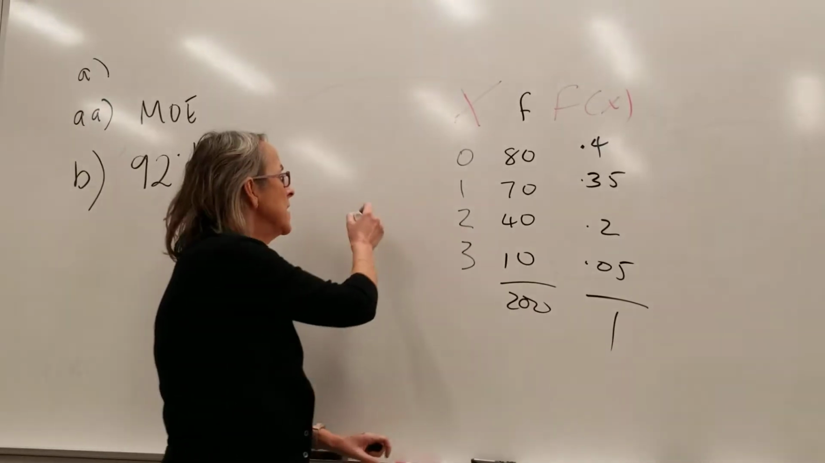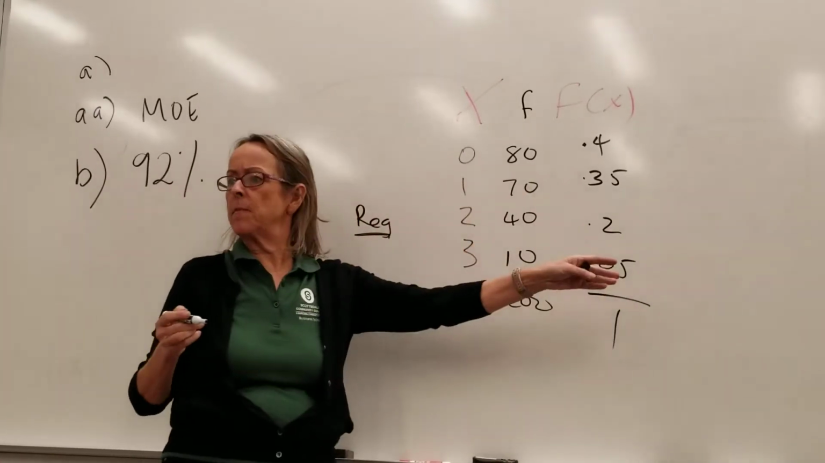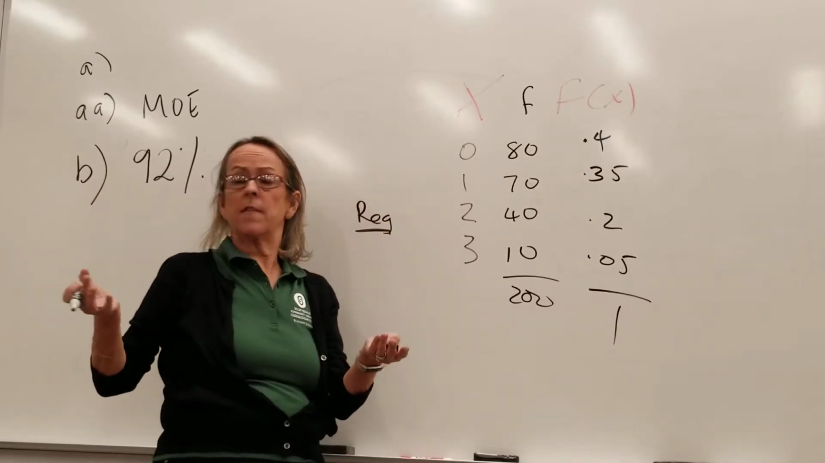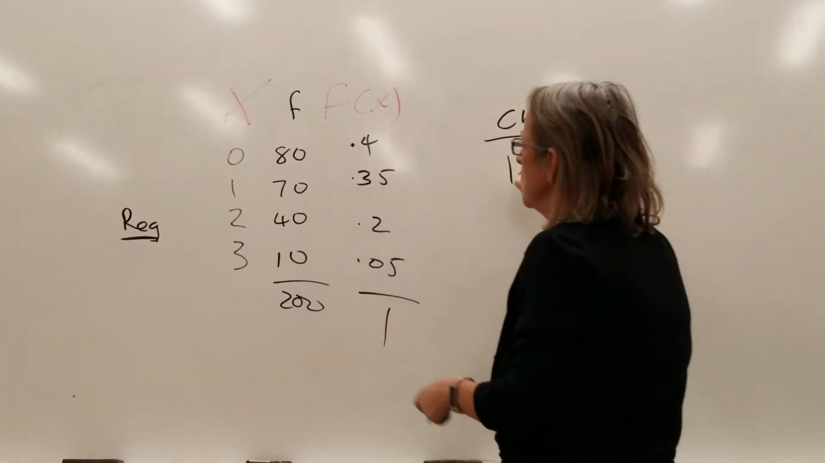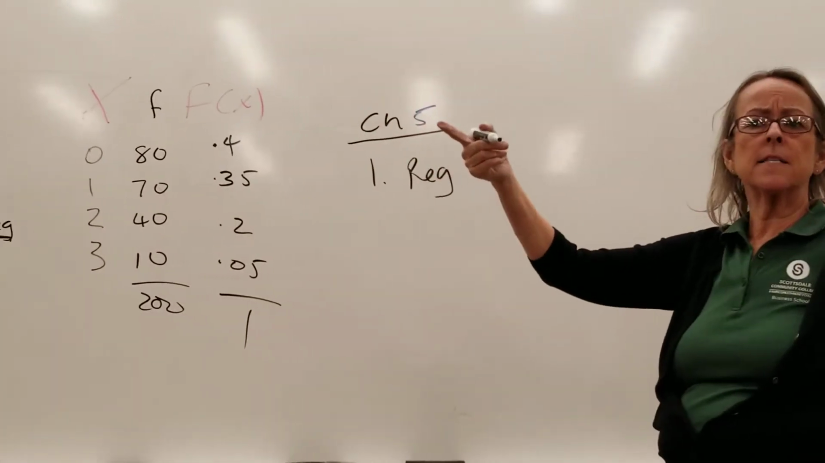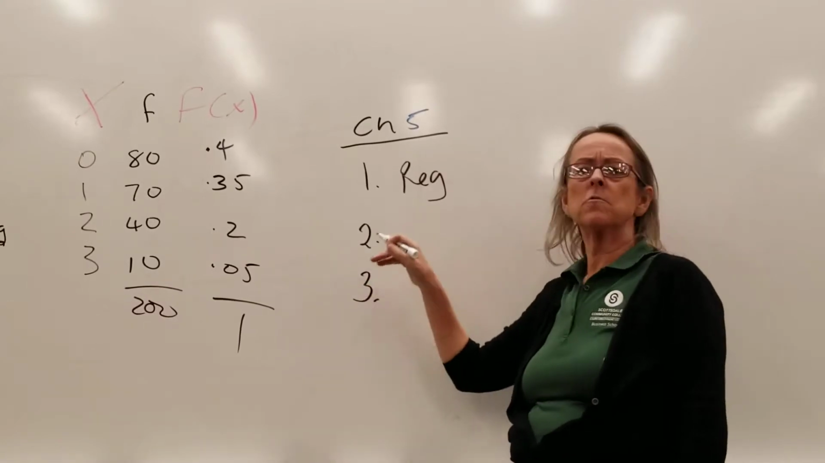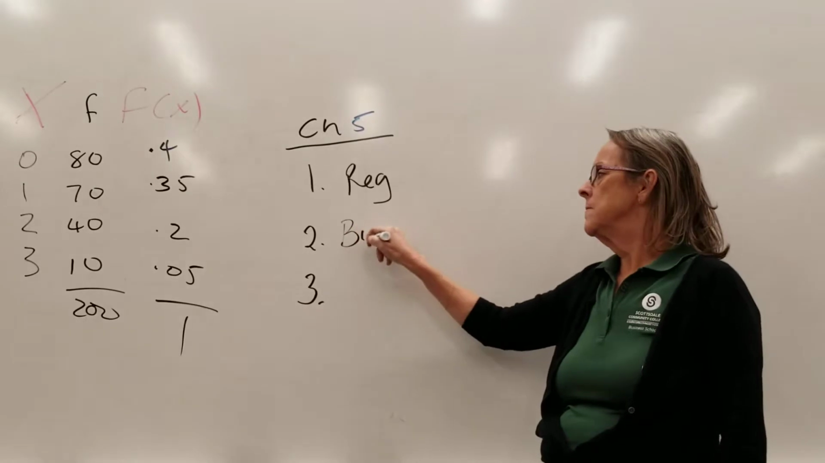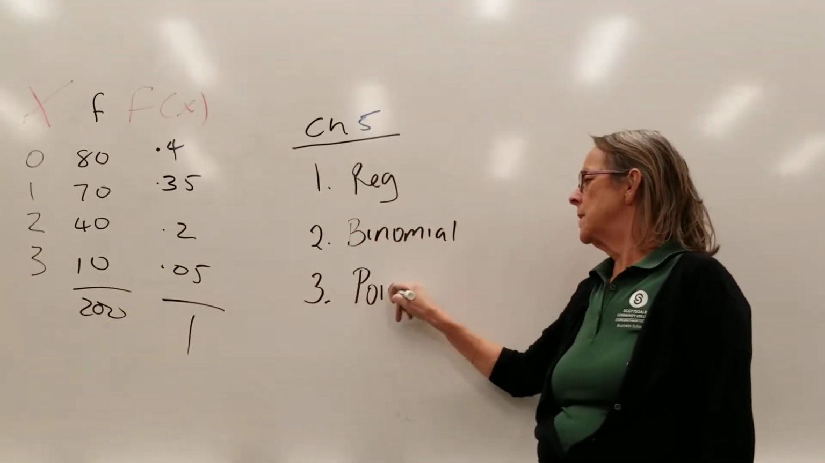This is a regular discrete because we had to be given the numbers in order to come up with that, right? There's no way for us to know how many televisions were sold other than that. So chapter 5 was on discrete probability distributions. One was regular discrete, and we did an example in class together about selling televisions. Then we learned about 2 special types of discrete probability distributions. One was binomial, and the other was Poisson.